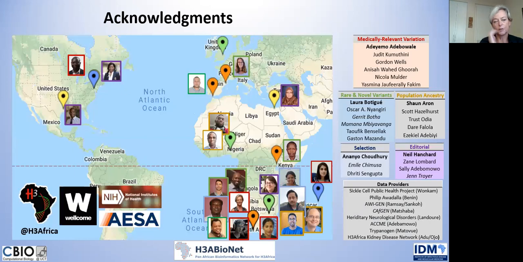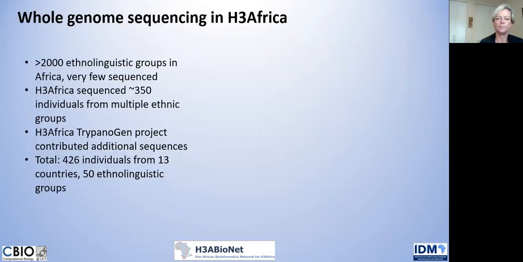I'll start with the acknowledgements on this paper. It was a big group, a collaborative effort across the consortium with some collaborators in the US who were all involved in the H3Africa Consortium. It was really an amazing example of an African-led and mostly African-run project. This involved genome sequencing, as I said, from underrepresented groups.